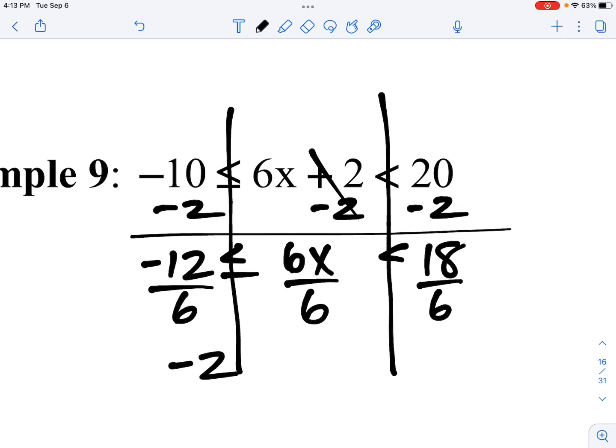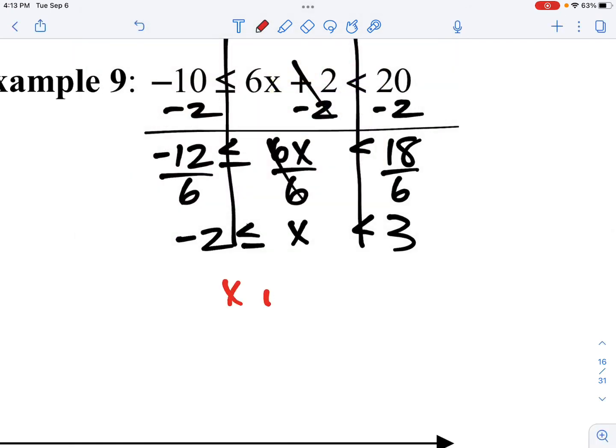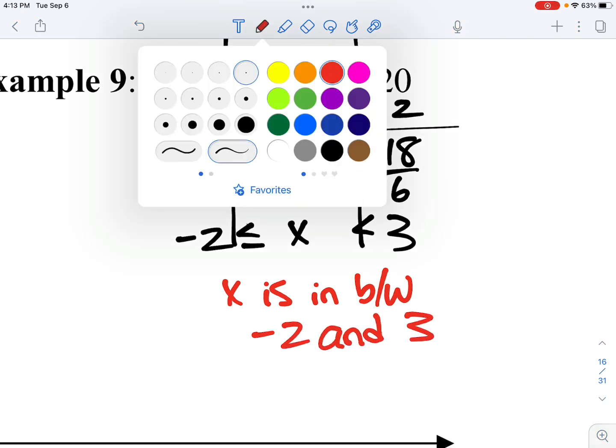So I got -2 over here. Keep the symbol the exact same. I divided by a +6. So this symbol stays the same, and this one stays the same. I just have x in the middle. The 6's cancel. And the way this reads, it means x is in between -2 and 3. So that's how I'm going to shade.